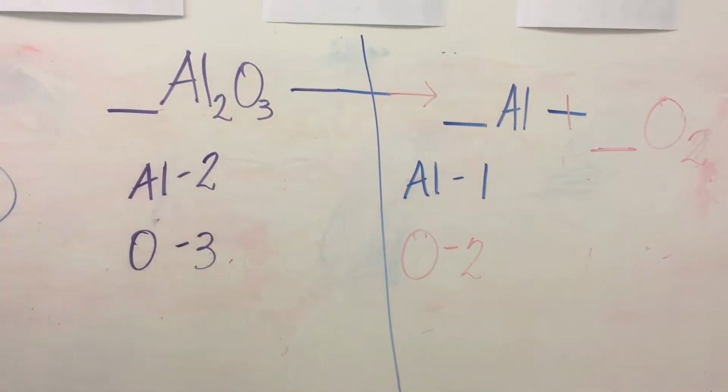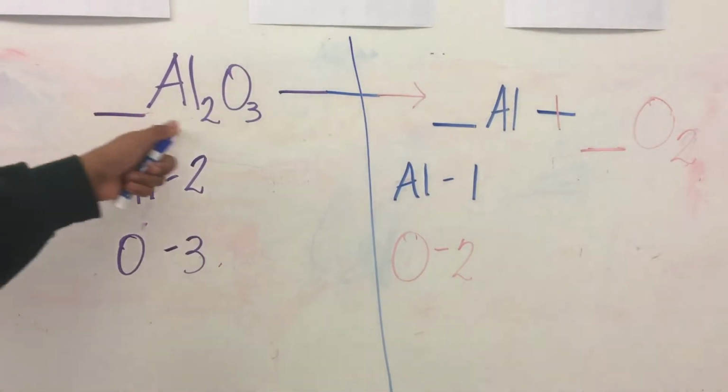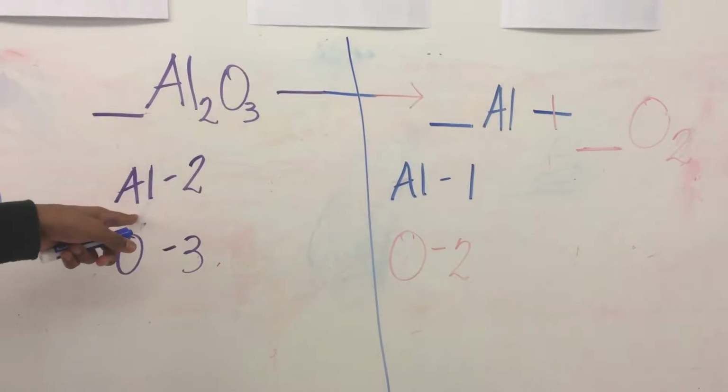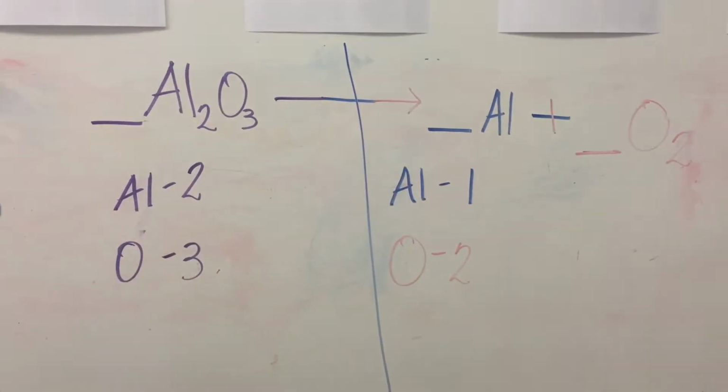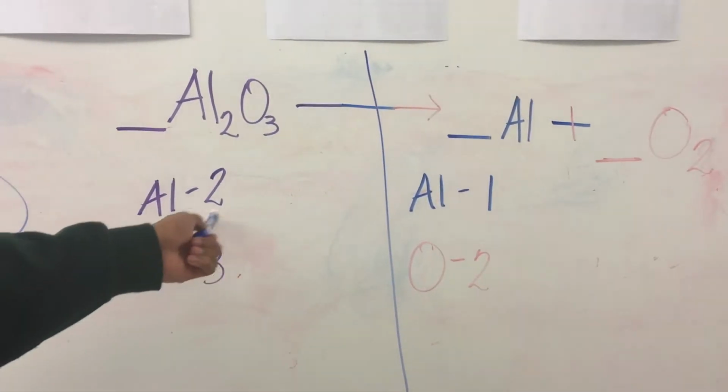Now I will go through the steps to balancing equations. So first, we start with our metals, and aluminum is our first metal, and it is unbalanced because there are 2 aluminums here and 1 here. So what I'm going to do is multiply this side by 2 to get them both to equal 2.